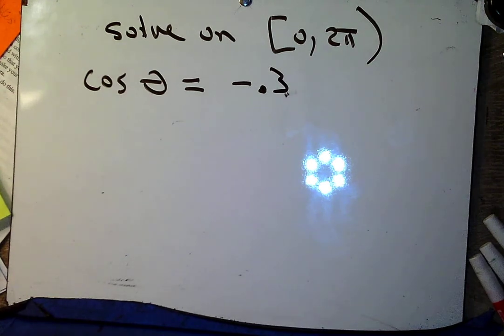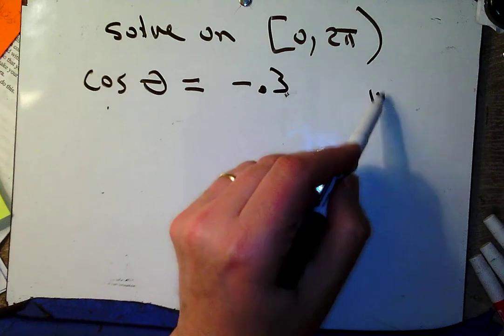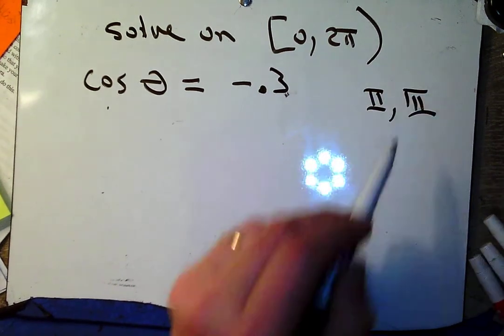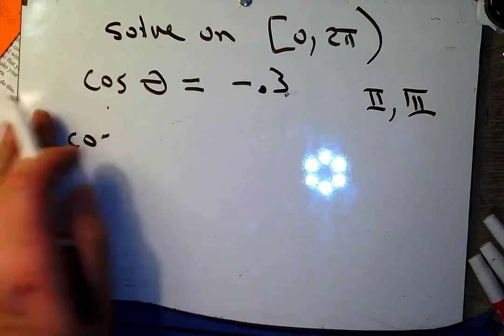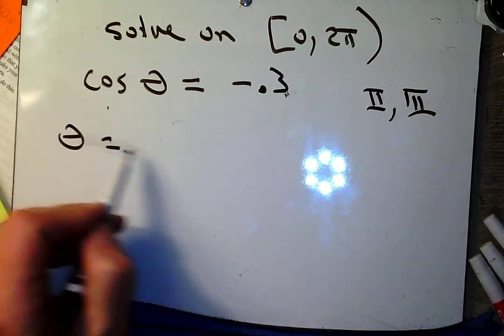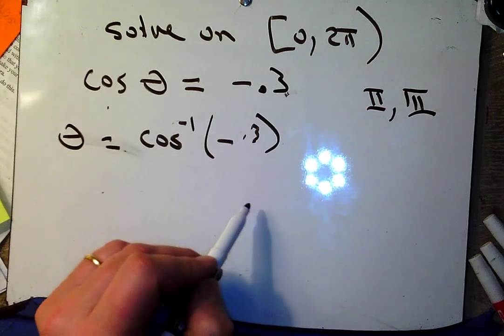Okay, did you come up with two solutions? You should have answers for x's being negative in quadrant 2 and quadrant 3. So, where are they? Well, I guess we could have written theta equals cosine inverse of negative 0.3.